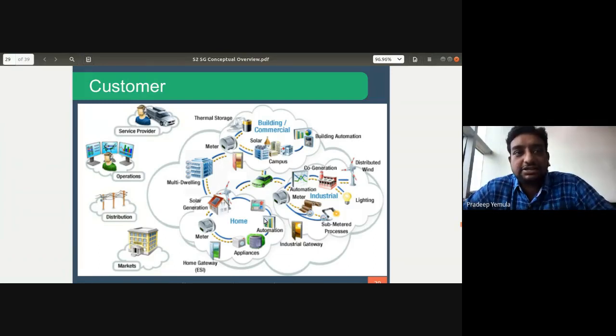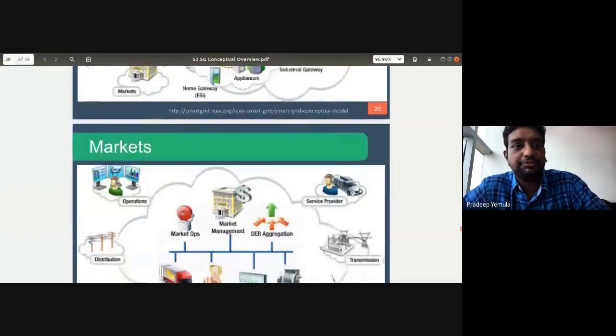So there are different ways the power is consumed, stored, utilized, and exchanged between these people. So all the things are possible. A commercial building may have their own generator and so on. So let me move forward.